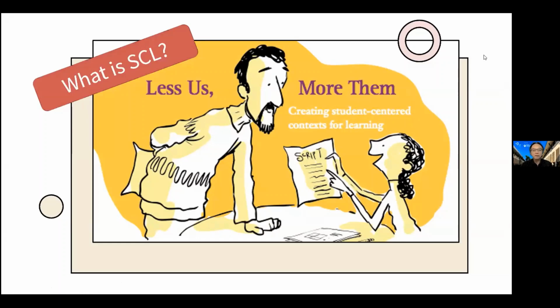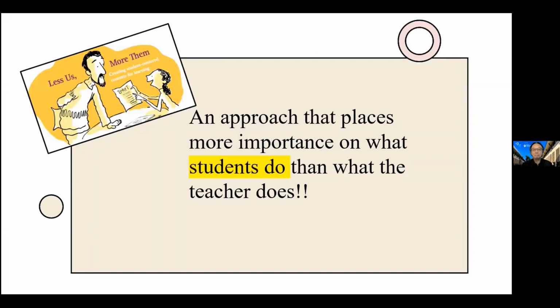I think you will agree with me that in many places, in schools, in universities, what often happens is you've got one person, usually the teacher, and he or she spends almost the whole 2 or 3 hours talking, explaining, analyzing, discussing things with the students. So essentially, this is what student-centered learning is all about. It's an approach that places more importance on what students do. That's a key thing to remember. Very easy. What the students do, then what the teacher does.